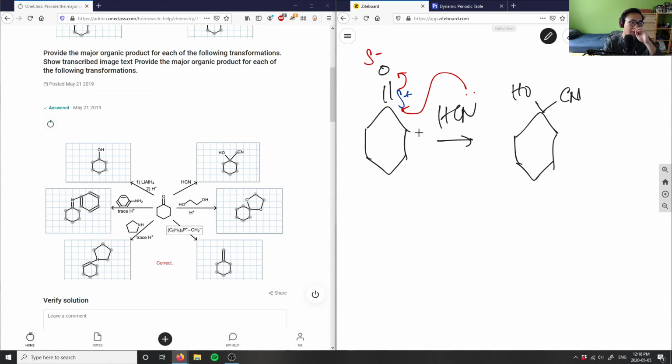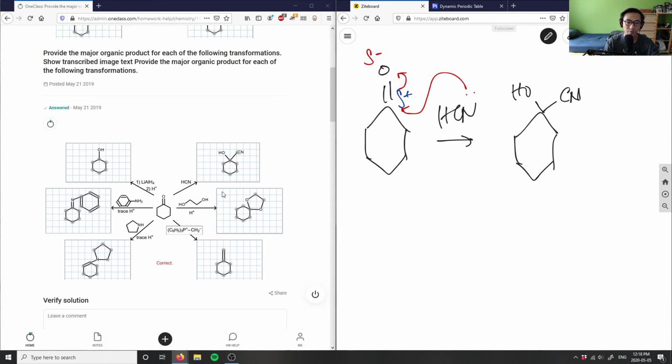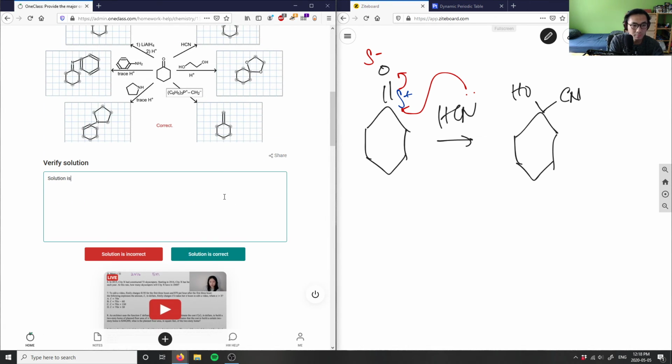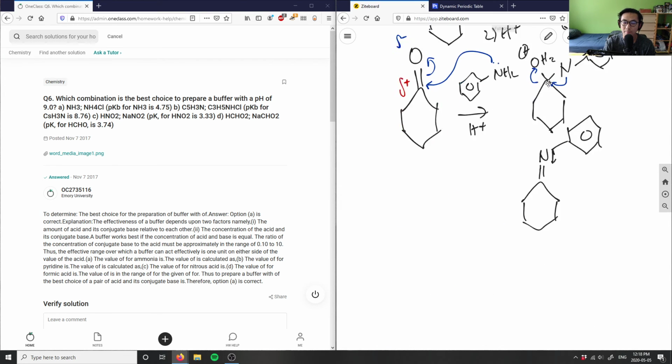So this is just simply SN2 substitution, and you're going to get a CN group, a cyanide group, on your cyclohexane. So this solution here is correct. They don't really have analysis, but I'm just saying it's the correct solution. They didn't really draw out the mechanisms like I did, but that's totally fine as well. Okay, so that's question 3, I believe. Yeah, that was a very long question.